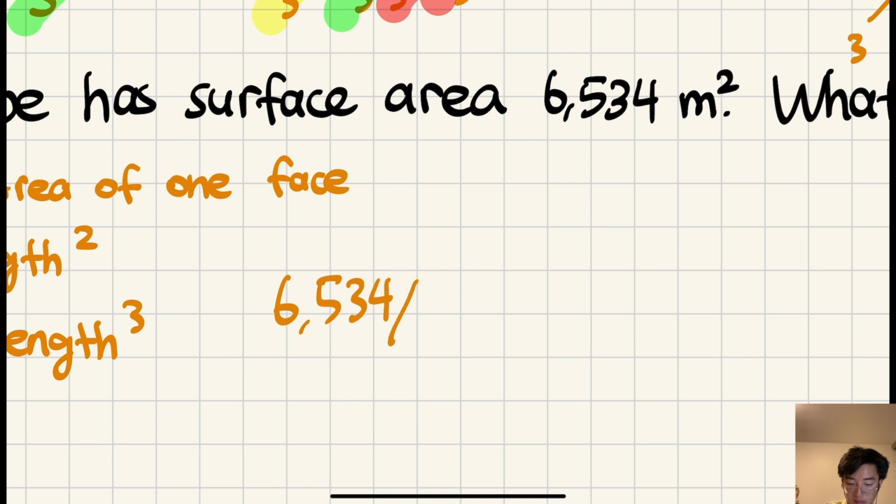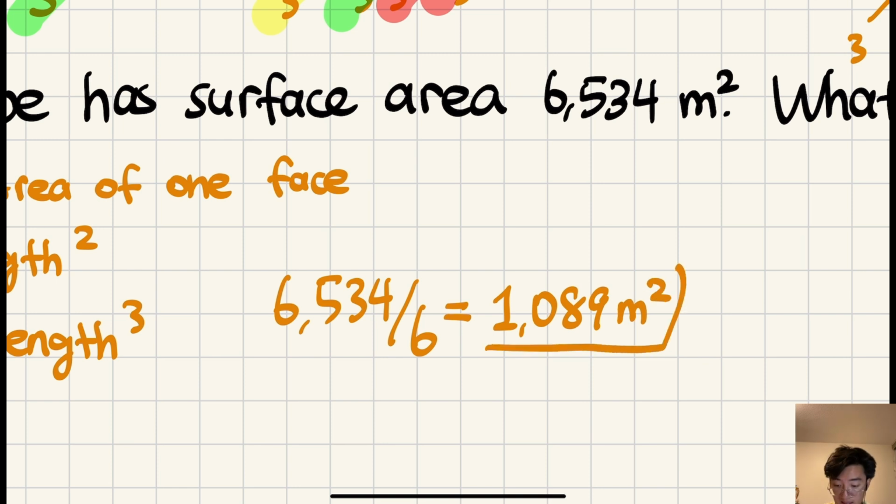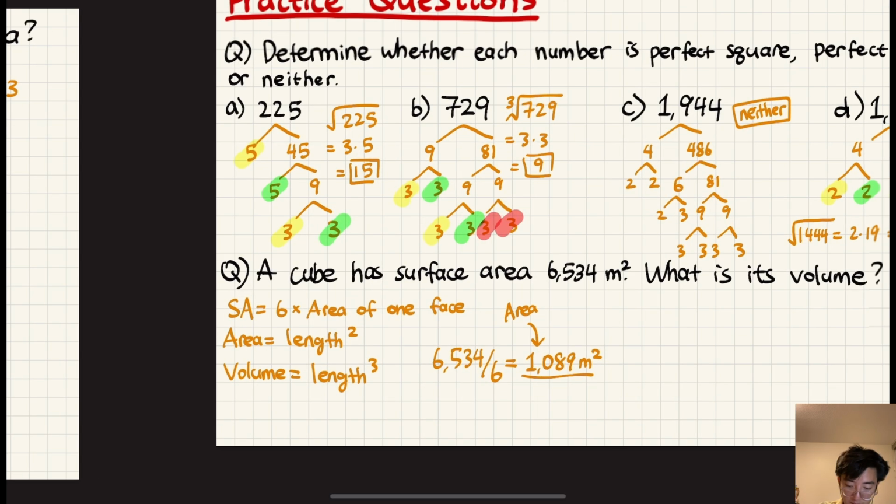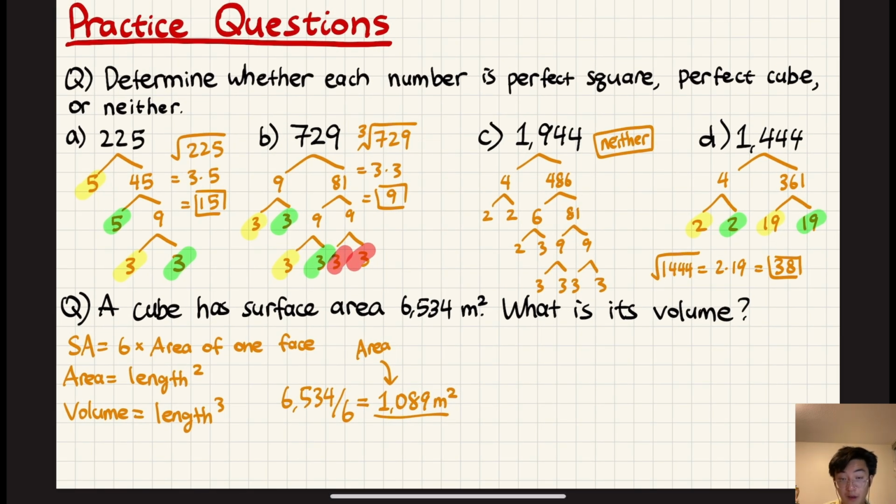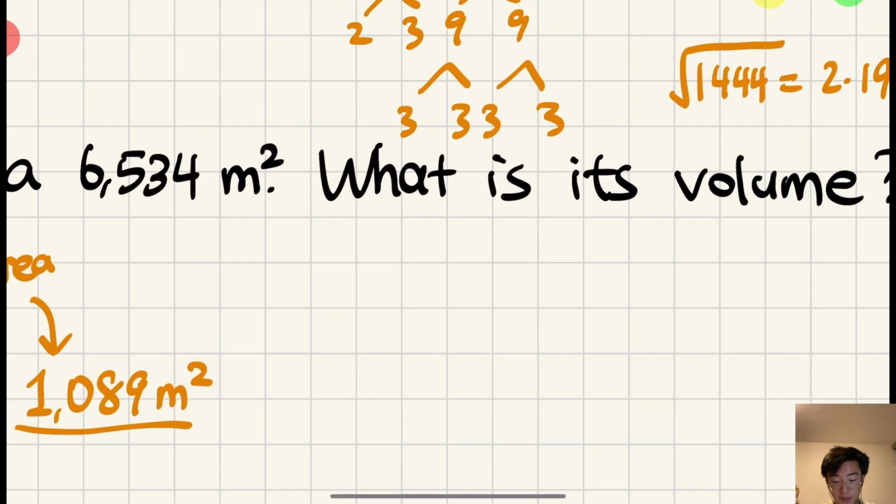6,534 divided by 6 gets us 1,089. So this is the area of one face. Now, in order to find the length of this cube, we just square root this number.